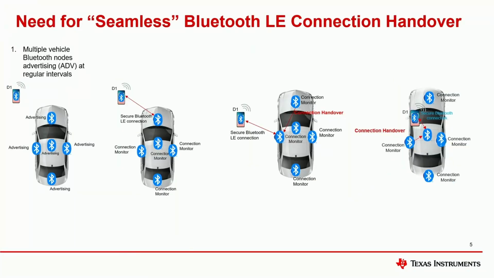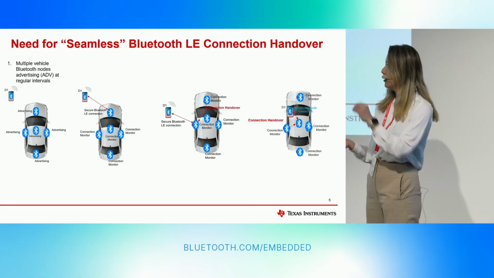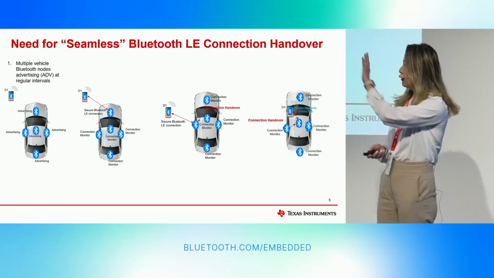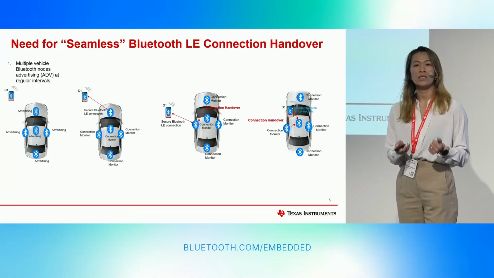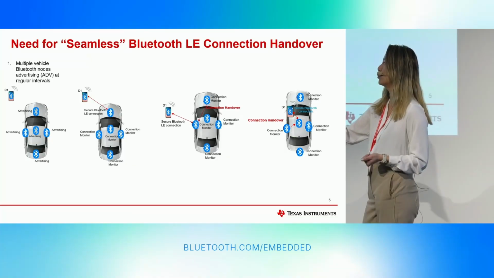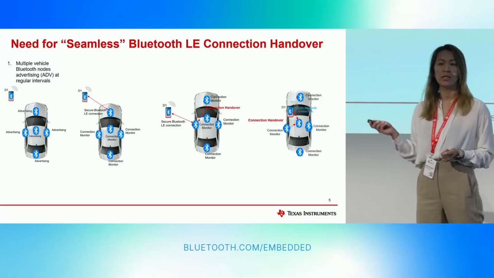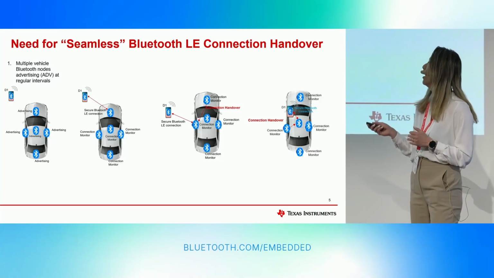And then why do we need connection handover? Again, in the vehicle, there are multiple nodes advertising at the same time. The peer device, here I'm using a phone as the peer device, just sees the name in the advertising data and connects to one. It doesn't know which one it connects to, and it should not need to know. That's the purpose. You should not need to know.